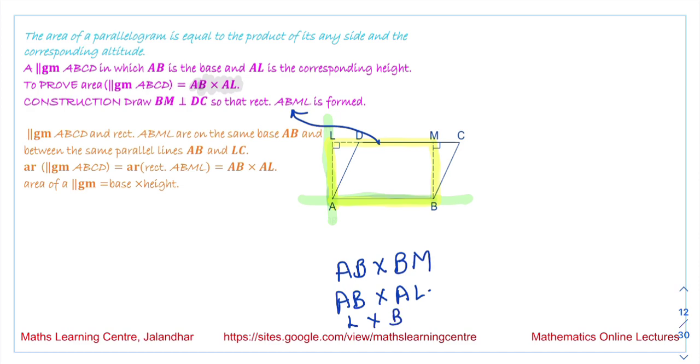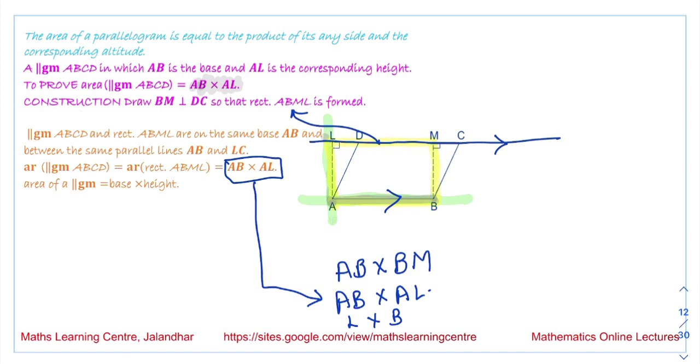Now both this rectangle ABML and the parallelogram ABCD lie on the same base AB, and they both lie between the parallels AB and LC. These two are the parallel lines. They both lie between these two parallels and have the same base. So from the previous result, the area of the rectangle ABML is equal to the area of the parallelogram ABCD, and that is equal to AB into AL.